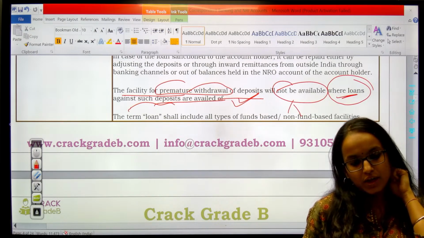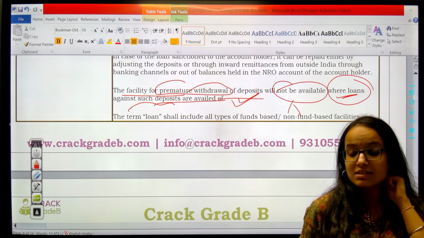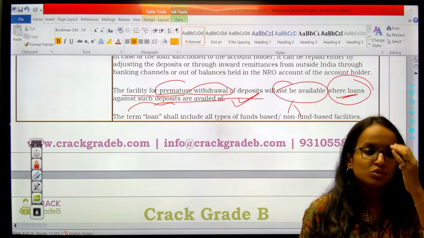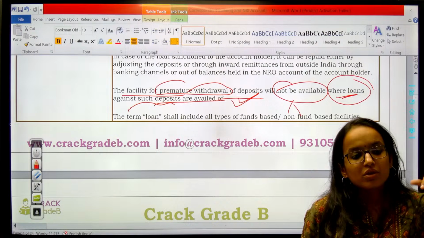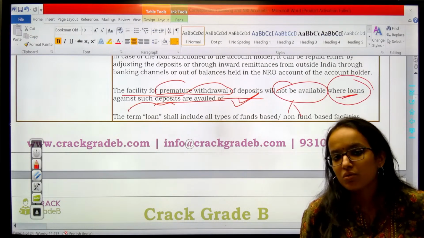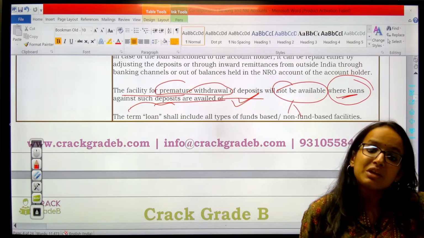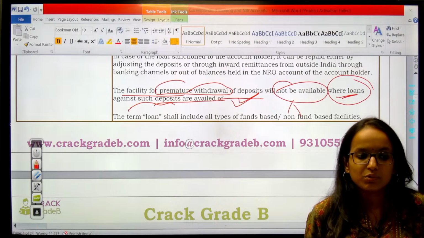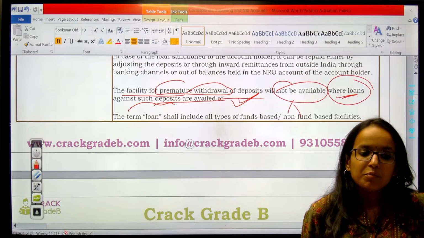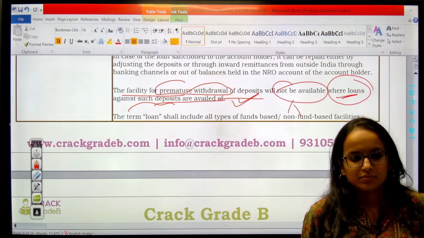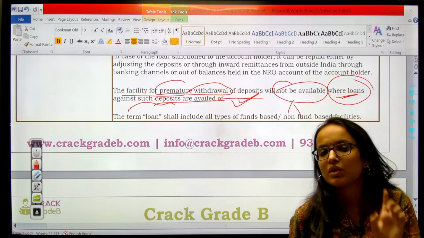If you have availed a loan against these deposits and you want to use these deposits, for example, to repay the loan, then you cannot pre-withdraw the amount. Are you getting this point? So pre-withdrawal in this case will not be allowed. Clear?